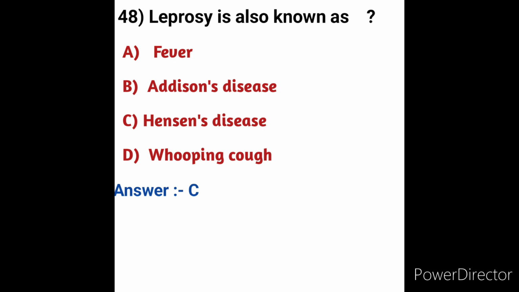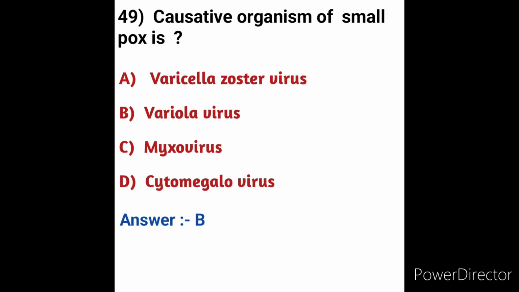Next, move on to question number 49. Causative organism of smallpox is. We'll see the options here. Option A, varicella zoster virus. Option B, variola virus. Option C, myxovirus. Option D, cytomegalovirus. Here, the causative organism of smallpox is option B, variola virus. Smallpox is a serious infectious disease caused by the variola virus. It spreads from one person to another person. This is one of the communicable diseases.